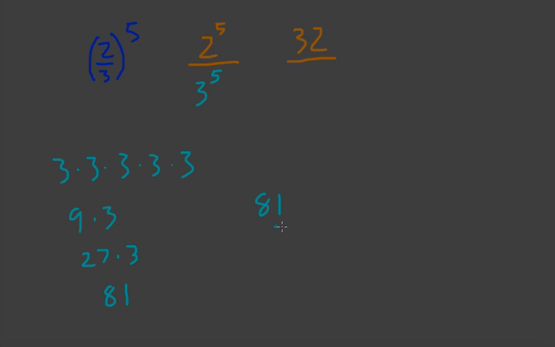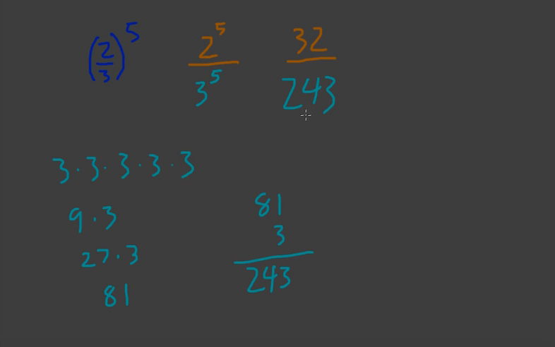81 times 3 is... And what do we have here? This times this is 24. So I believe it's 243. So yes, it's 243. So what we have down below is 243. And then we see if we can reduce it. In this case, I don't think we can.